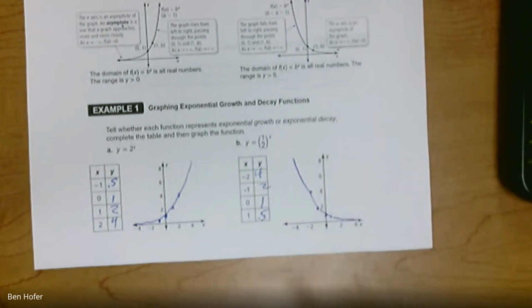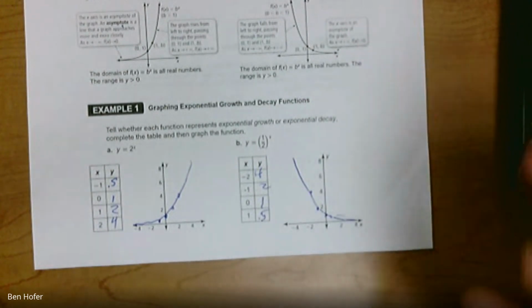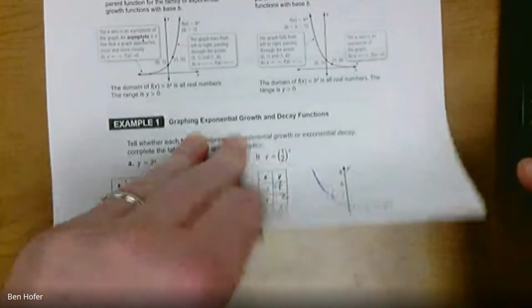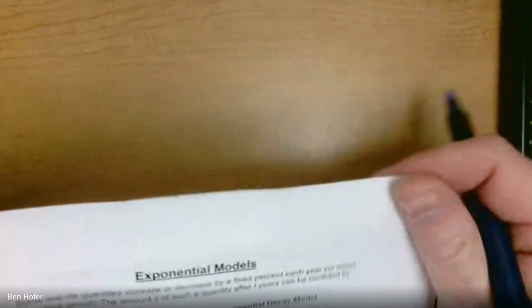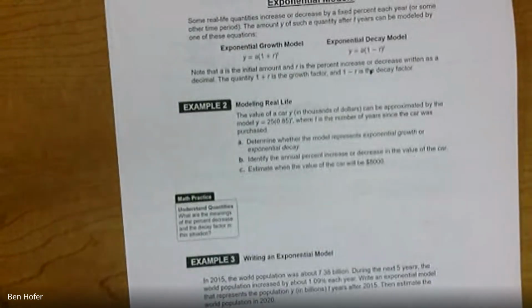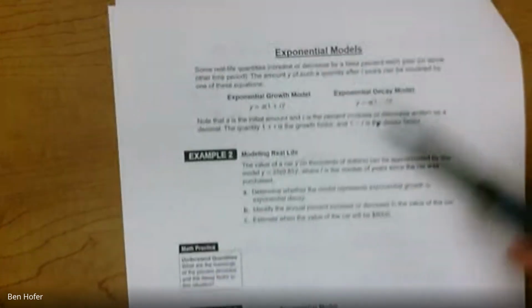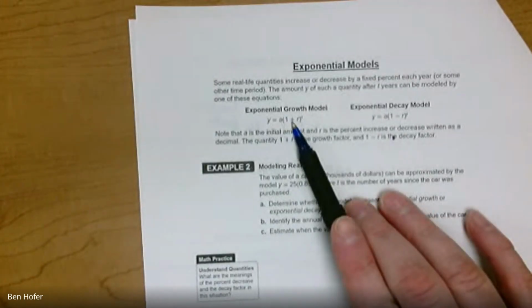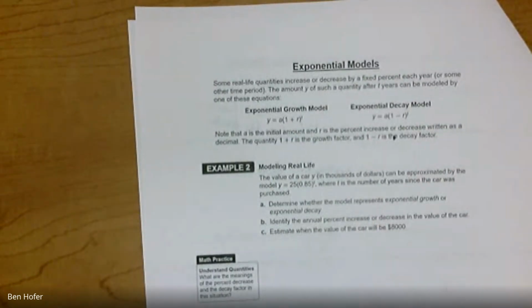Okay. And remember, we have the asymptote there. It's going to approach 0, but never actually reach. So growth and decay does have a decent amount of real life application. Here is exponential growth model, exponential decay model.